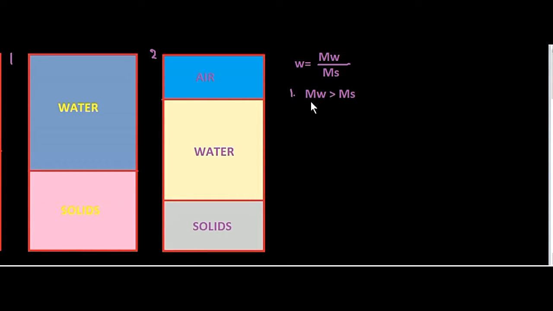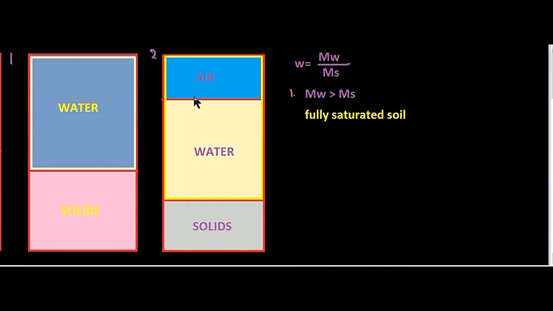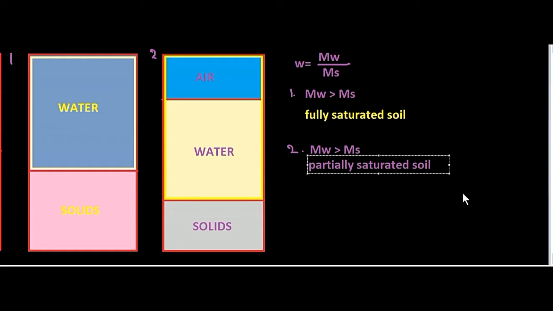So for case 1, mass of water is greater than mass of solids. But the whole voids are filled with water. That means there is no air at all. So this is a fully saturated soil. Whereas in case 2, there is a little air left in the voids, but here also the mass of water is greater than the mass of solids. As this soil has little air and little water in the voids region, we call it the partially saturated soil.